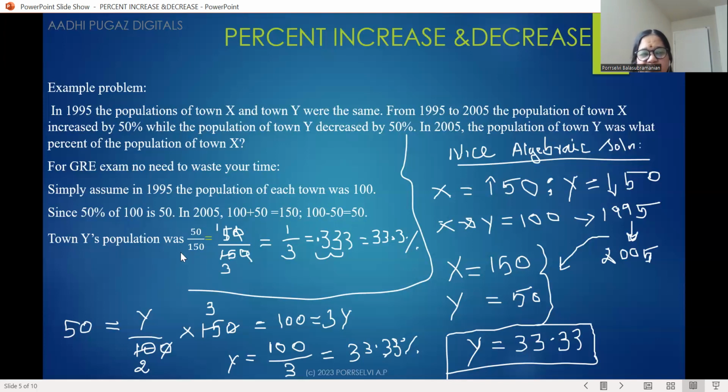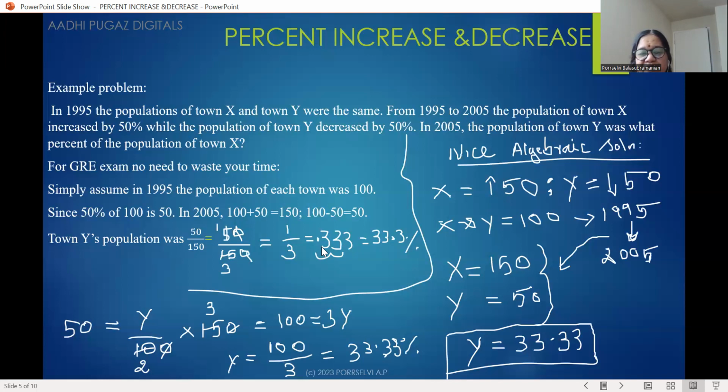Okay, so we need to calculate town Y's population in 2005 relative to town X. 50 divided by 150. 50 is the value for Y, 150 the value for X, right? So Y divided by X, we are getting 1 by 3. Again, I want to remind you that 1 by 3 means 33.3%. In my previous class, I covered some basic conversions, so we have to remember that one, so we can utilize those numbers immediately here and solve very quickly. So 1 by 3 equals 0.33.